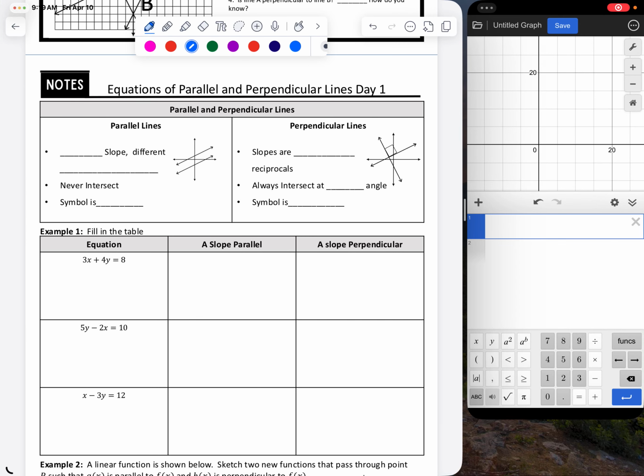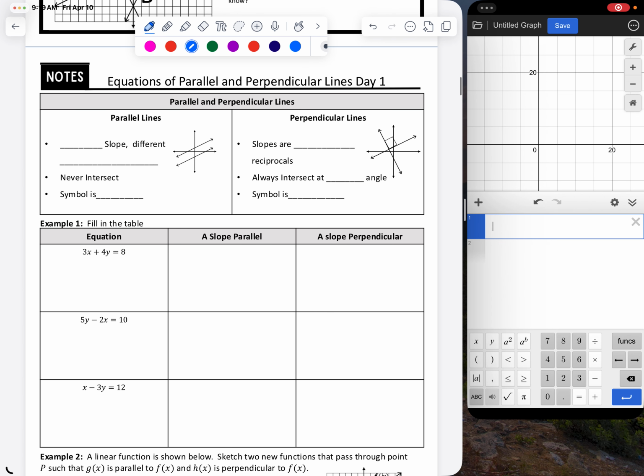In today's lesson, we will be exploring the equations of parallel and perpendicular lines. This is part one of a two-part lesson. Before we get started, let's review a little bit about what we remember about parallel and perpendicular lines.